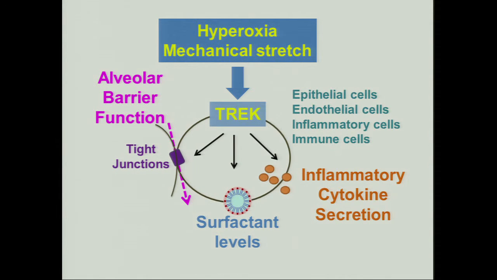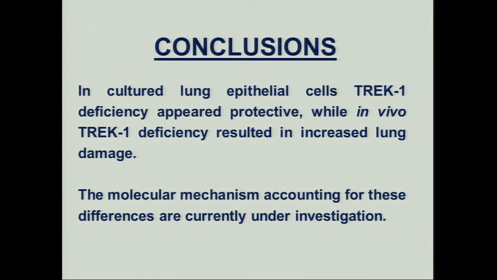So going back to our little diagram here, it appears that the presence or absence of TREC channels, at least in the lung epithelial cells, does have substantial effects on all three readouts that we were looking at: inflammatory cytokine secretion, surfactant levels, as well as barrier function. To conclude, from what I've shown you today, it seems right now that in cultured lung epithelial cells, TREC1 deficiency appeared protective, whereas in vivo, TREC1 deficiency actually resulted in increased lung injury. And what the molecular mechanisms are for these differences is what we're currently chasing in our lab.